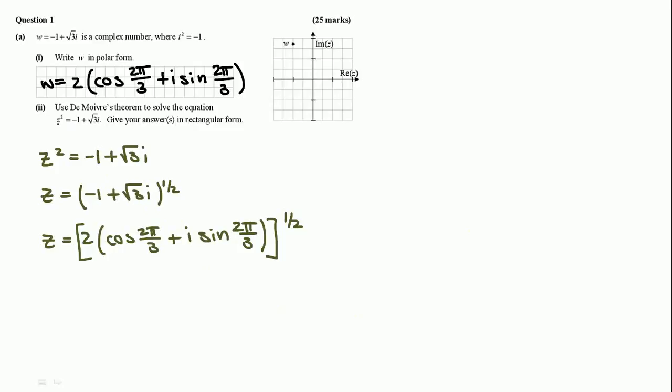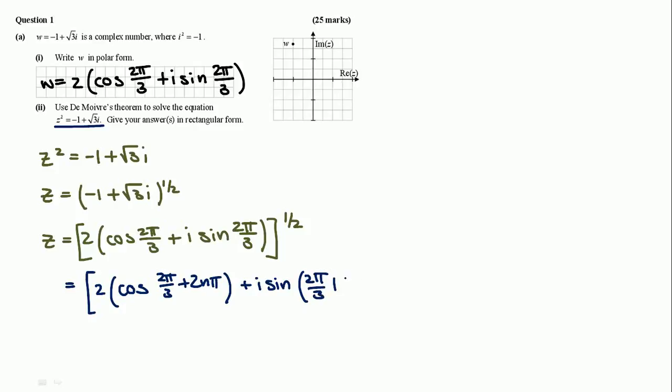So because we're trying to solve the equation z squared is equal to minus 1 plus the square root of 3i, we need to write it in general polar form. So in general polar form, we have 2 cosine of 2 pi over 3 plus 2n pi, plus i sine of 2 pi over 3 plus 2n pi. And that's everything to the power of a half.